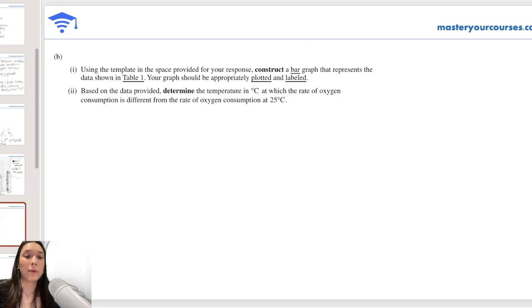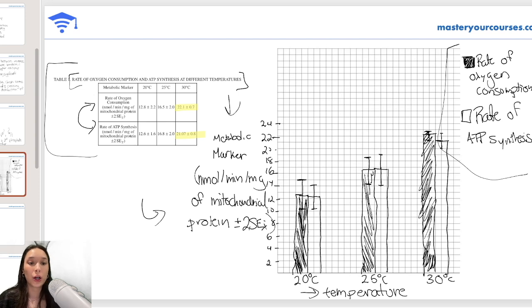Okay, so that takes care of number 1. Number 2 says, based on the data provided, determine the temperature in Celsius at which the rate of oxygen consumption is different from the rate of oxygen consumption at 25 degrees Celsius. Okay, so they're just asking you to determine, so they don't need an explanation. They're really just looking for a value. So rate of oxygen consumption that is different from the rate of oxygen consumption at 25 degrees Celsius. Let's go back to our chart.